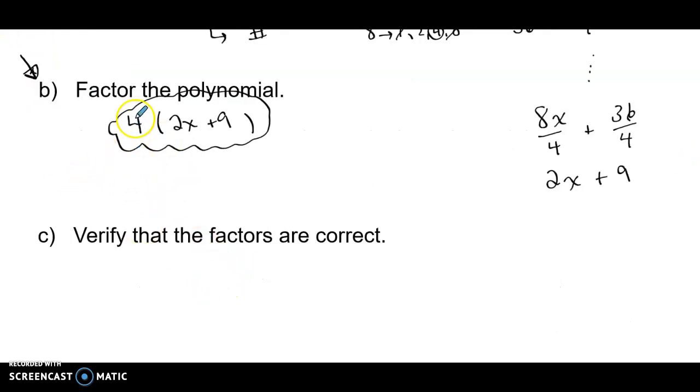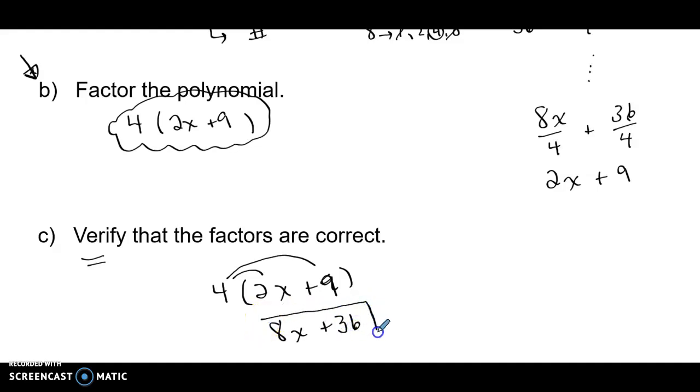So let's write that out. When we verify, if they ask you to verify, you have to show this step. So I'm going to check. 4 multiplied by 2x is 8x. 4 multiplied by 9 is a positive 36. I get the answer that I started with. I know my factors are correct.